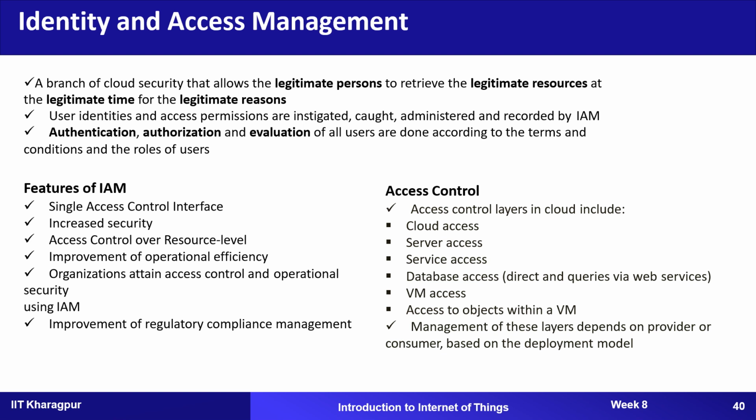Now the access control. Access control layers in cloud include cloud access, server access, service access, database access, virtual machine access, access to objects within the virtual machine, and the management of these layers depends upon the provider or the consumers based on the deployment model.